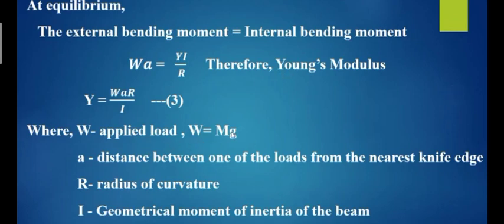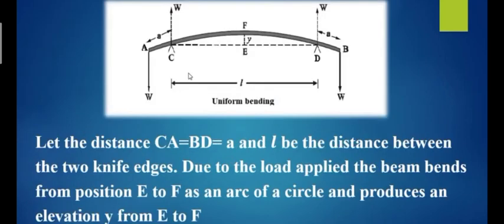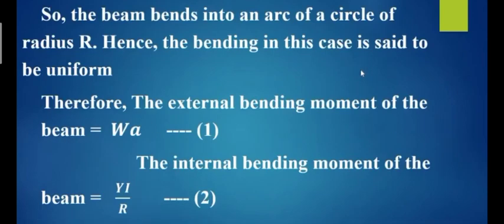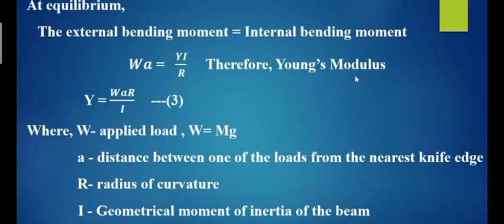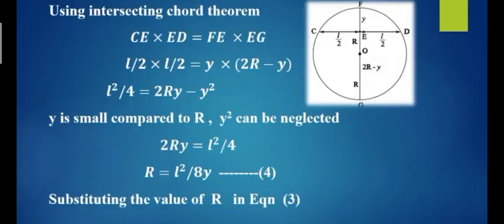So W is the applied load, equivalent to mg, mass times gravitational force. a is the distance between one of the loads and the nearest knife edge. See the nearest knife edge, A to C, and similarly on the other side, D to B. That value is small a. R is the radius of curvature. I is the geometrical moment of inertia of the beam. Now, using the intersecting chord theorem.